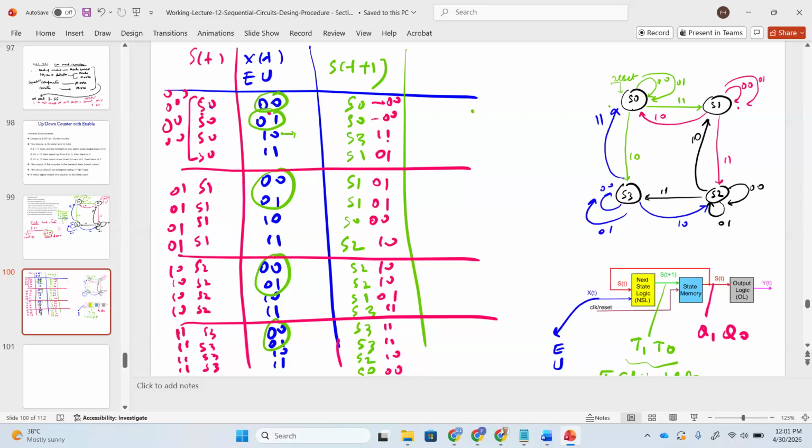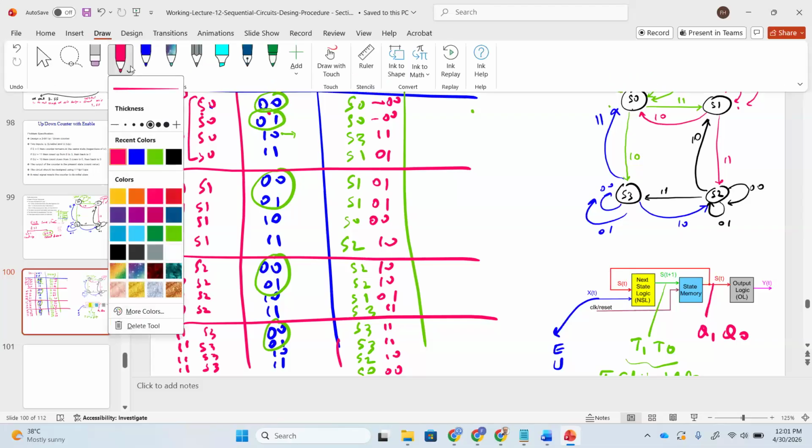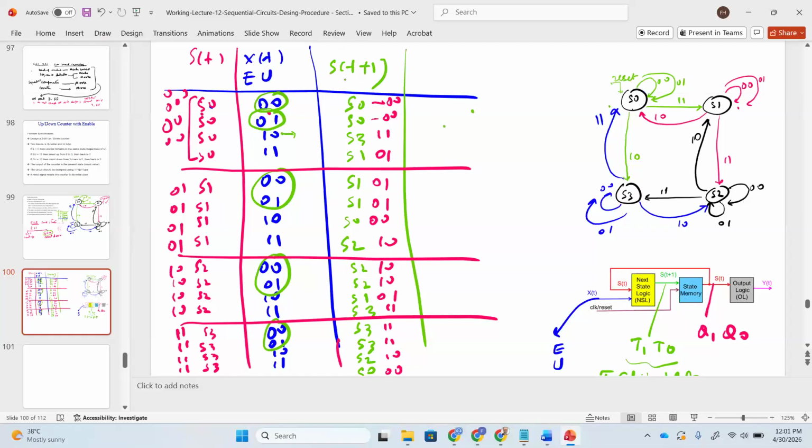If you are going to design it using D flip-flop, what will be my ST plus 1? Anyone may answer. D1 and D0. Got it? Any question? But are we going to design it using D flip-flop or T flip-flop? T flip-flop. Now, how to design with T flip-flop? I am going to give it in my next slide.